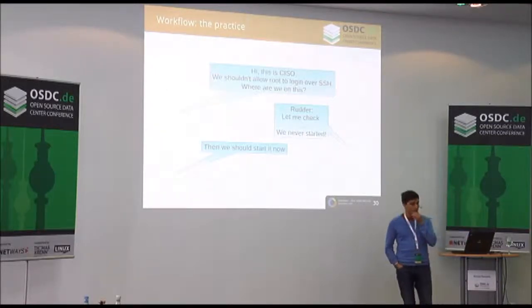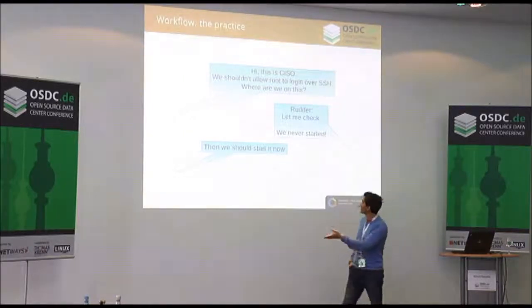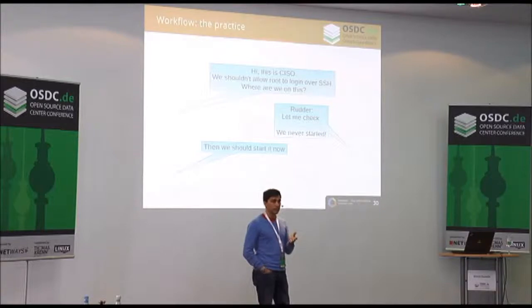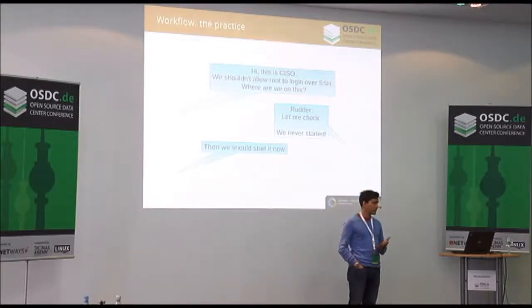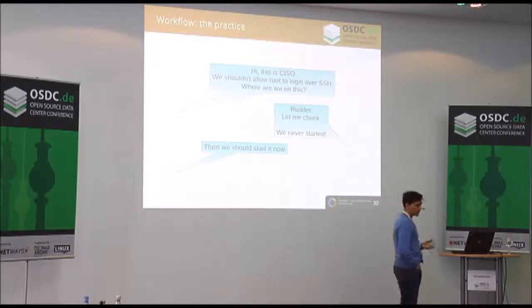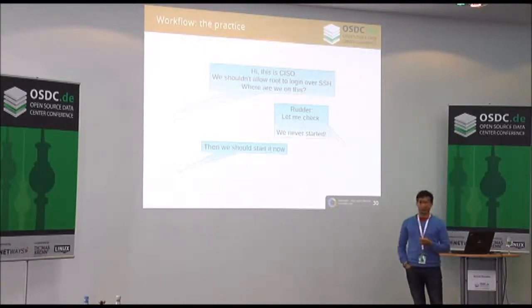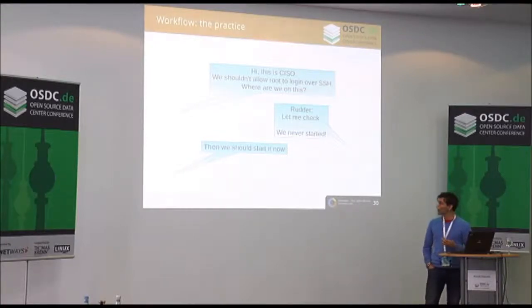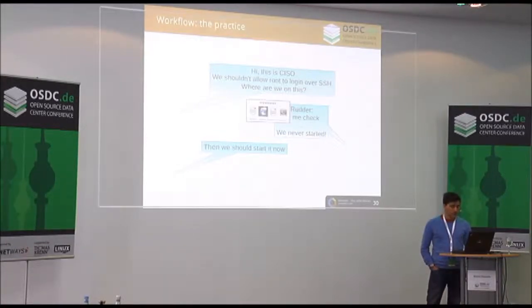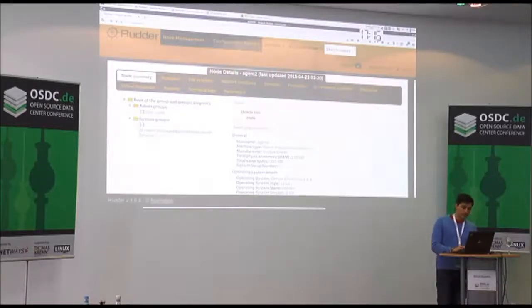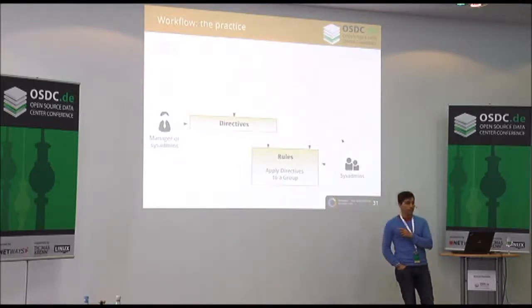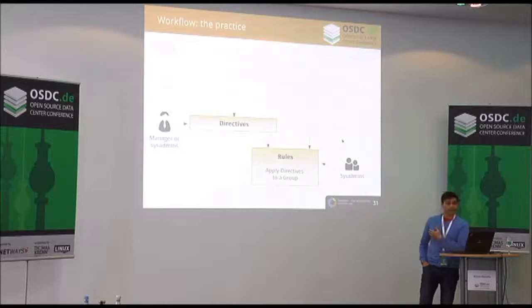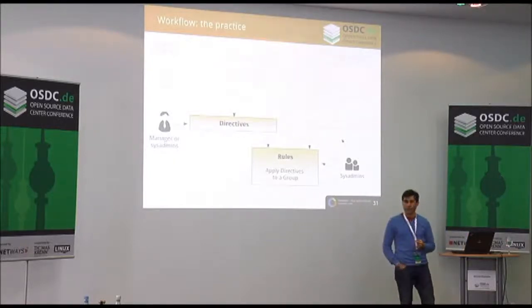So here's another example. I'm the security officer, and we shouldn't allow root to connect via SSH. And so the question is, have we done that? And if we have not done that, we should do it now. Even if you're not a sysadmin, even if you don't know how to write code, you can do it. So I'll show you the next part. You just have to write a directive that changes the SSH configuration and apply it to the nodes you want to change.